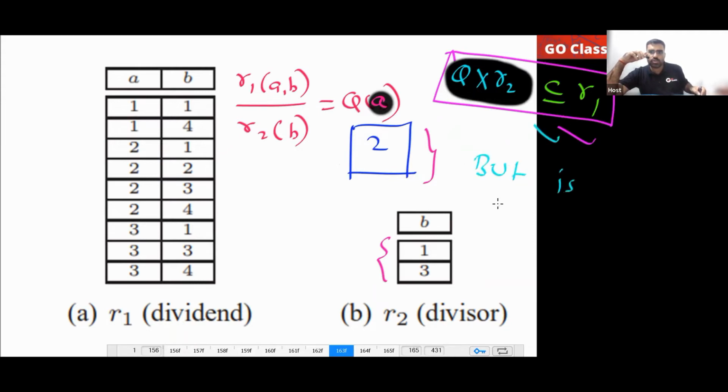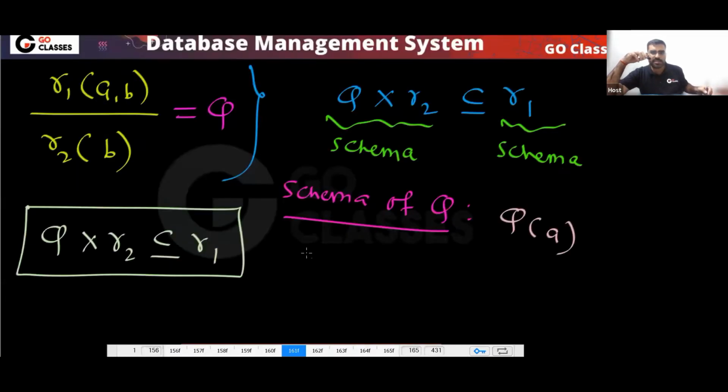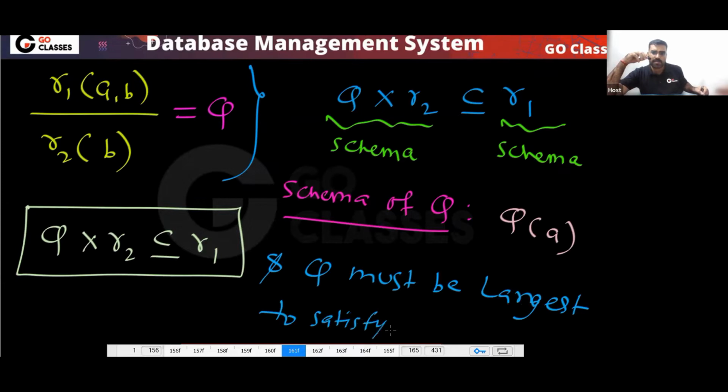But is this Q the largest possible? The answer is no. So this is also not a correct answer, because this is not largest. Remember, this is the condition: this should happen and Q must be largest to satisfy this. Yes or no? These two conditions must both be there. So is this largest? Definitely this is not largest.